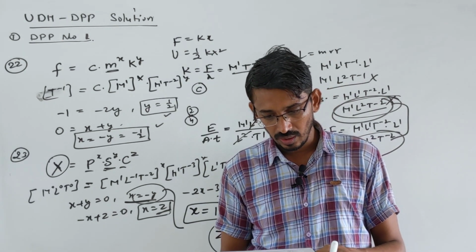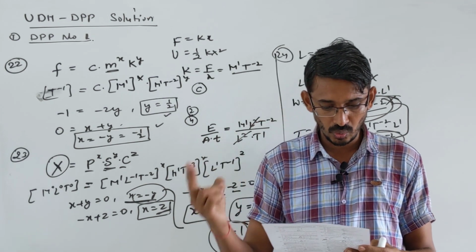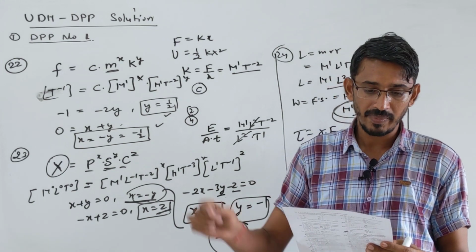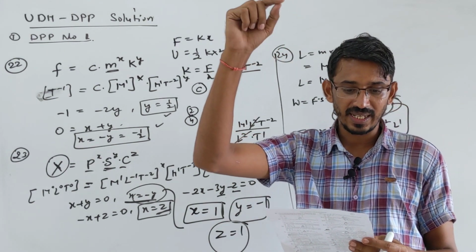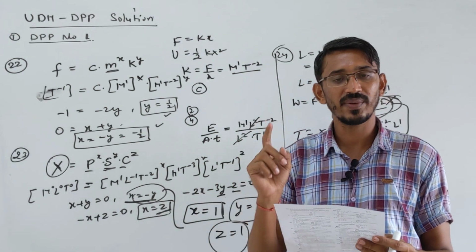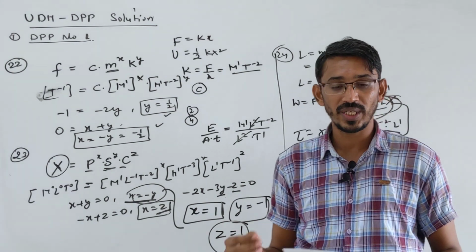So here we see how many options are matching. Option number 2 and option number 4 are correct. Means in code the correct answer will be the one with option second and option 4. Correct answer. Okay. So this is the first sheet, about units and dimensions.